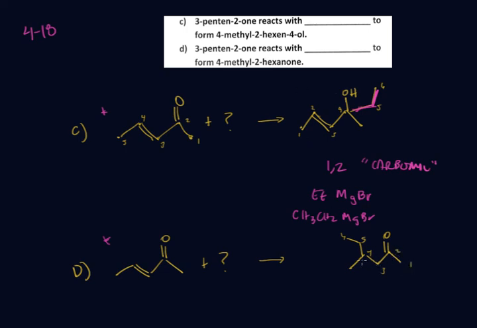And then in this example below, you've got 3-penten-2-one reacts with something to form 4-methyl-2-hexanone. I drew it like this so that you can see that this 5-member carbon chain was our original carbon chain, and then this doohickey up here added to it. And so it added to the beta carbon, which is the 1,4 or conjugated addition. And so a good reagent for that one might be Et2CuLi. So that's the organocuprate version of this, and the R group that you want in there is an ethyl group because you want to add 2 carbons.